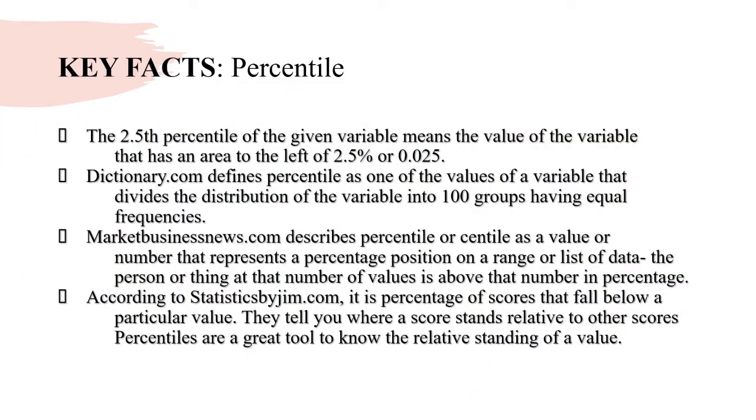Key facts about percentile. The 2.5th percentile of the given variable means the value of the variable that has an area to the left of 2.5% or 0.025. Dictionary.com defines percentile as one of the values of a variable that divides the distribution of the variable into 100 groups having equal frequencies.